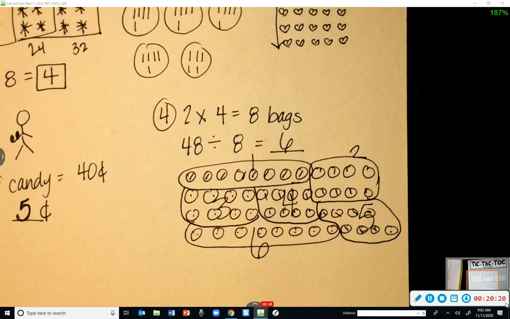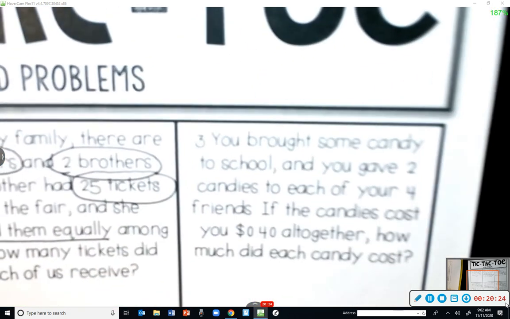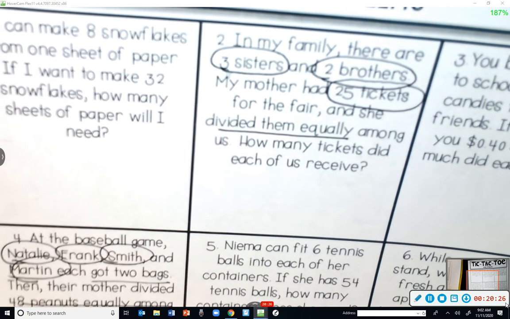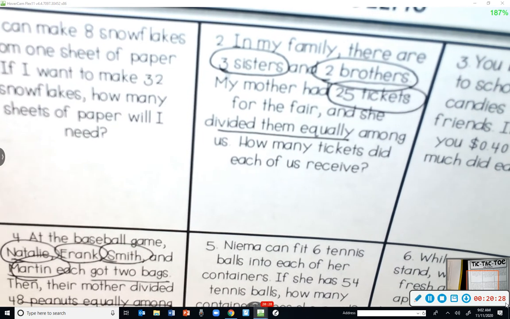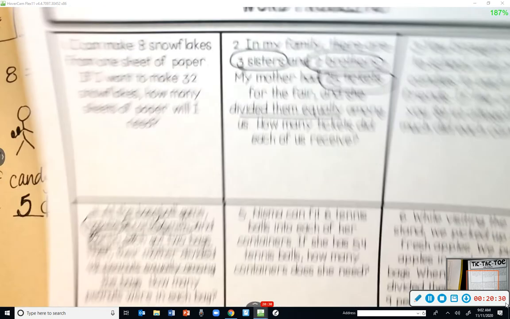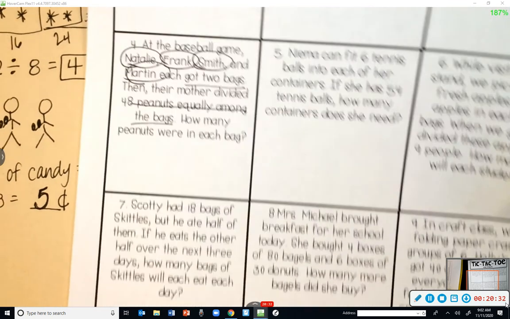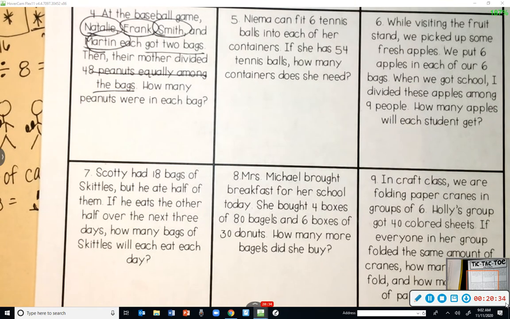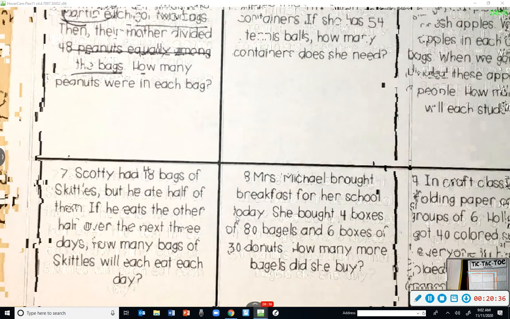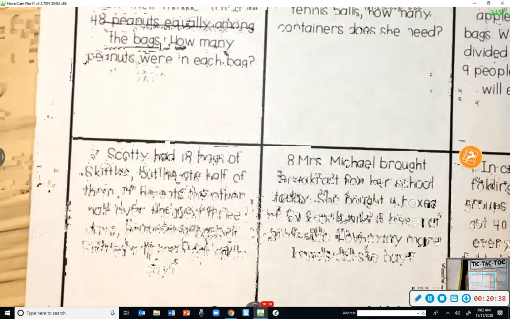Okay, let's do one more word problem and then you guys are going to start your assignment. Let's just do number 7 right here. Scotty had 18 bags.